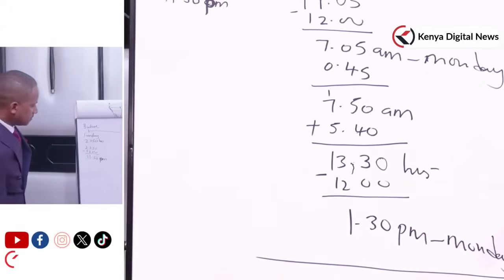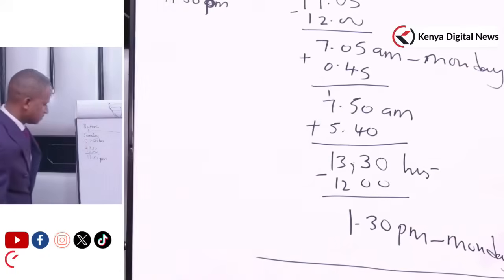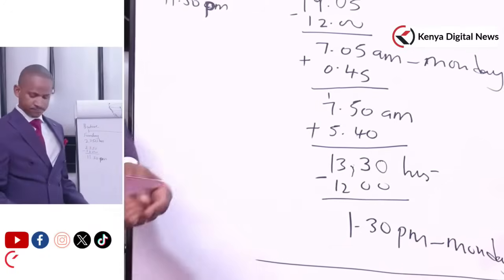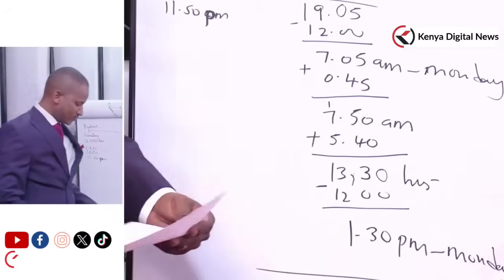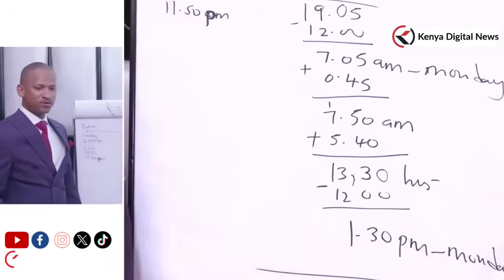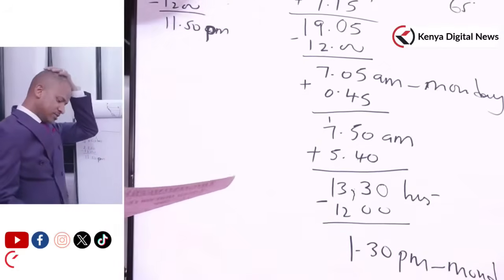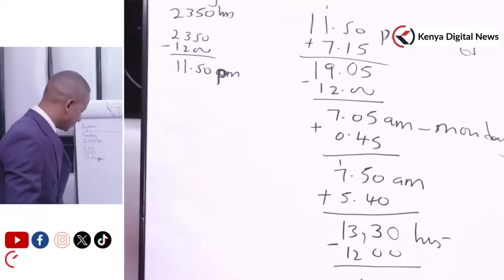Very good. We are almost through. We are coming to what we call trigonometry.